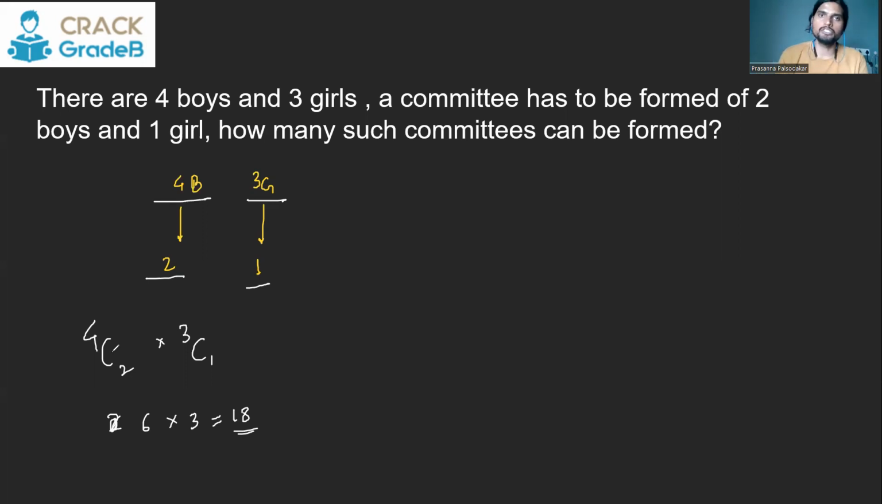This is how you are going to do these questions. Out of 4, if you have to select 2, 4C2. Out of 3, if you have to select 1, 3C1. And you do the product, because you have to select boys also and girls also. Let's see one more.